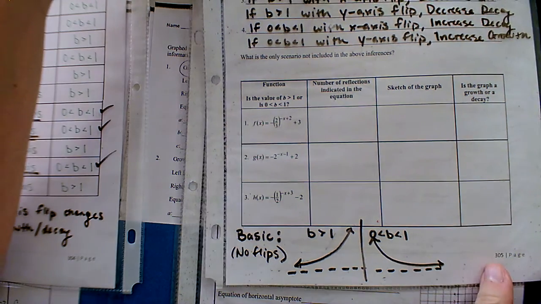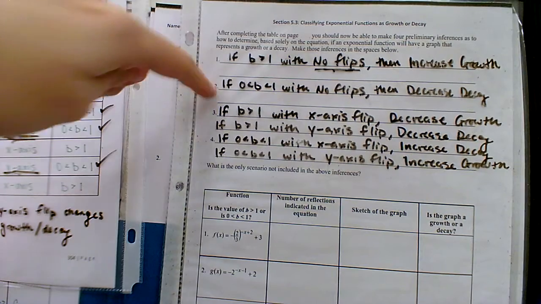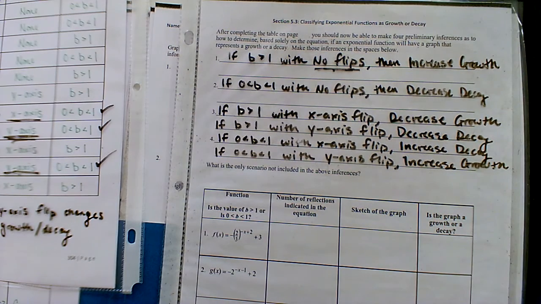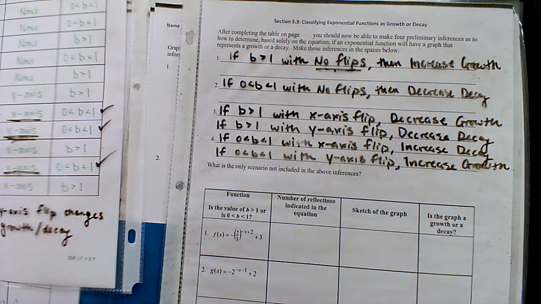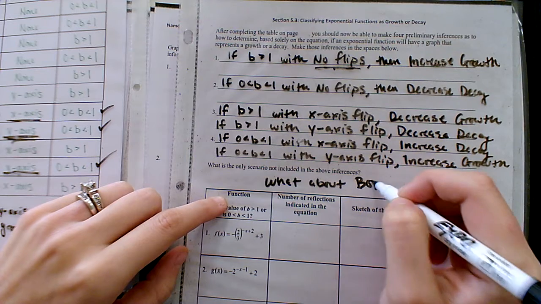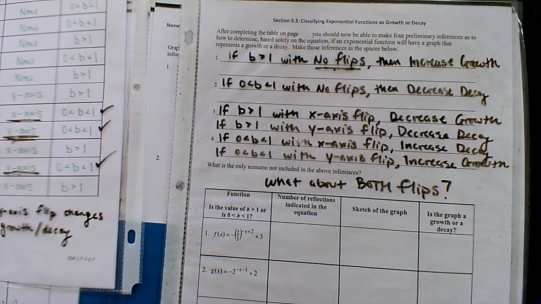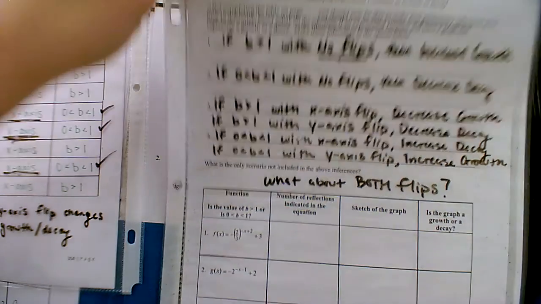Can we think about perhaps a scenario that we didn't really account for with these 4 patterns? We looked at no flips, we looked at x-axis flip, we looked at y-axis flip. Is there a 4th one? Yeah, flip both. What if we do it both ways? Okay, what if we flip the graph upside down and then left and right? Okay, what's that graph going to look like? So we'll say, what about both flips? Okay, that's something that our table from yesterday did not consider. So we're going to take a look at that case in this new table.